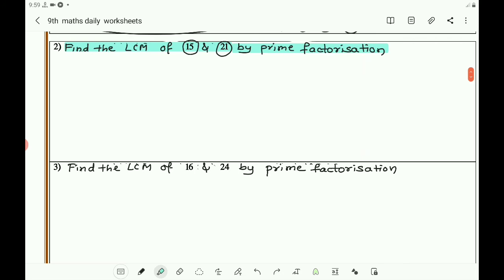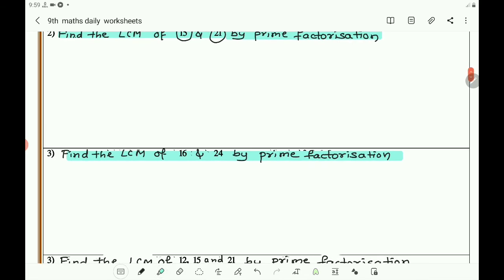The next one is find the LCM of 16 and 24 by prime factorization. Here also get the factors of 16 and the factors of 24. After getting the factors, note down the common factor and the highest power of the common factor. After that, take the remaining factors and find the product.